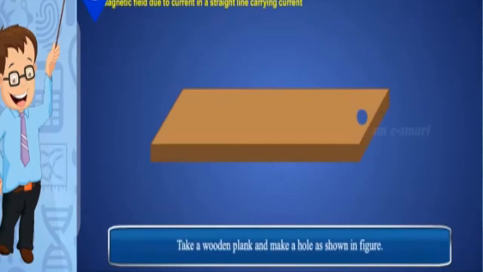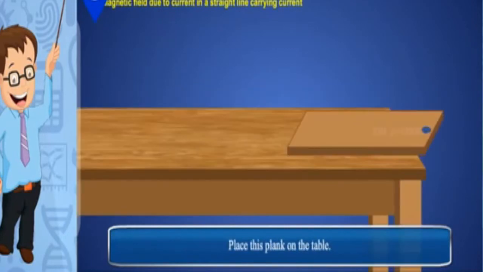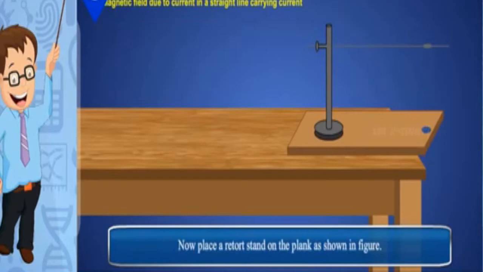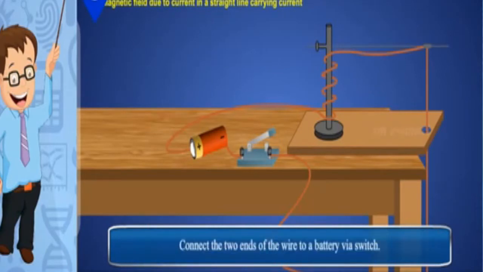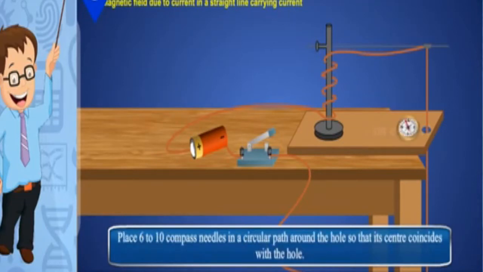Take a wooden plank and make a hole as shown in the figure. Place this plank on the table. Now place a retort stand on the plank as shown in the figure. Pass a 24 gauge copper wire through the hole of the plank and fix it to the knob of the retort stand in such a way that the wire is arranged in a vertical position and does not touch the stand. Connect the two ends of the wire to a battery via a switch. Place 6 to 10 compass needles in a circular path around the wire so that its center coincides with the hole.